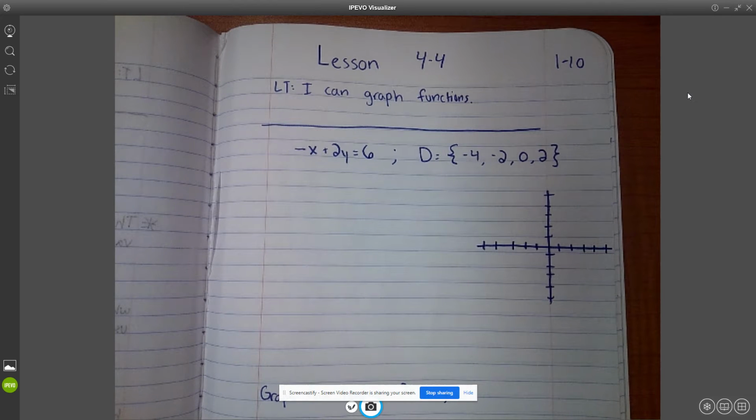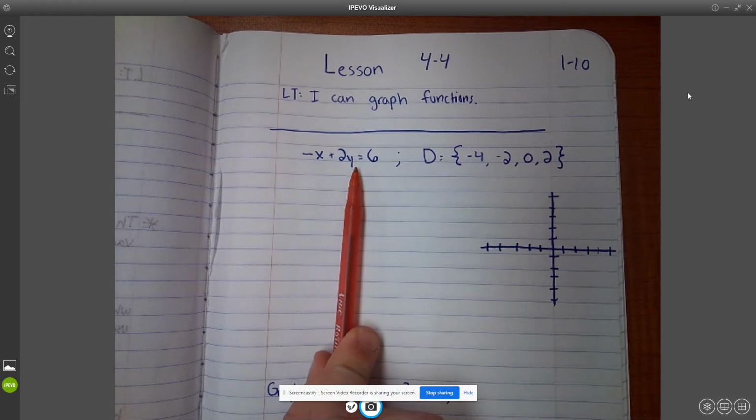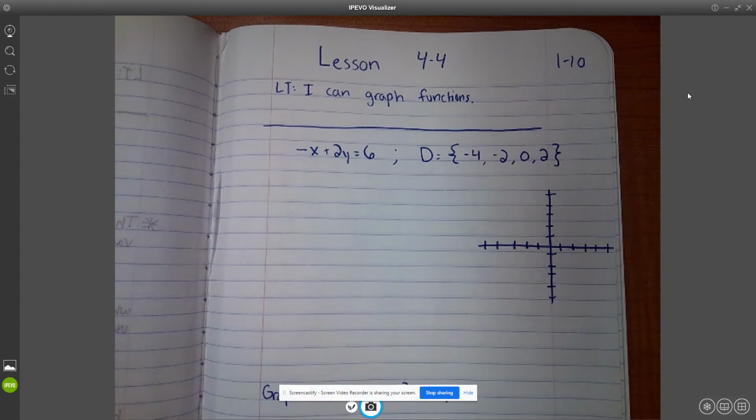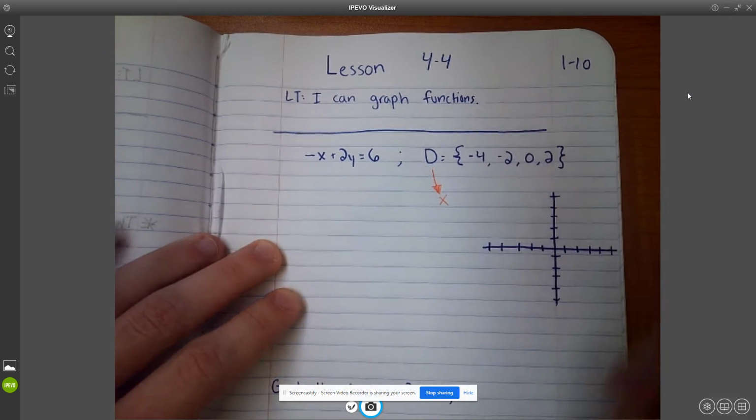Gonna be doing 1 through 10 this morning, and our learning target is I can graph functions. So stick with me. Here's our first one. We have negative x plus 2 times y equals 6. We're gonna be solving for the domain, which is -4, -2, 0, and 2. And remember, domain is our x. So that's what we're gonna input.